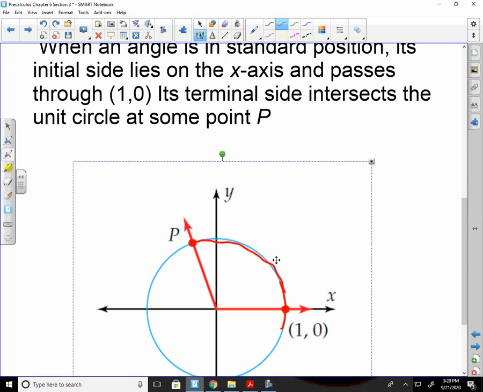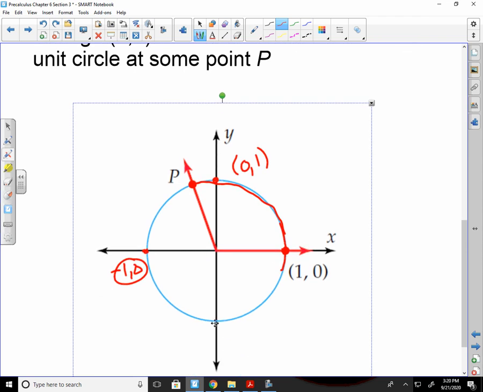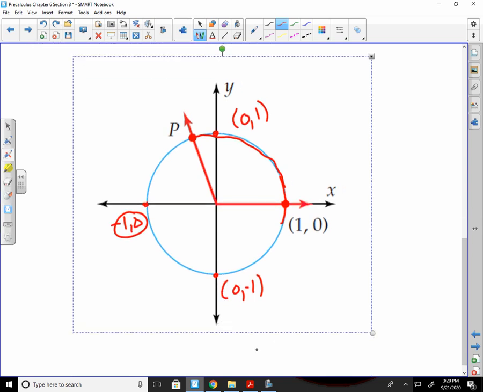This circle is called the unit circle because it's all based off of the fact that this is at (1, 0). This point up here is at (0, 1), (-1, 0), and (0, -1). So that is what a lot of calculus and trig is based off of.